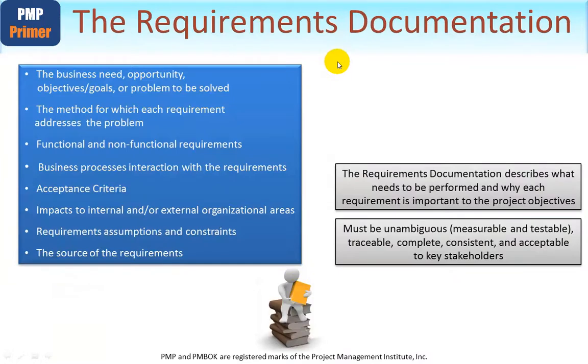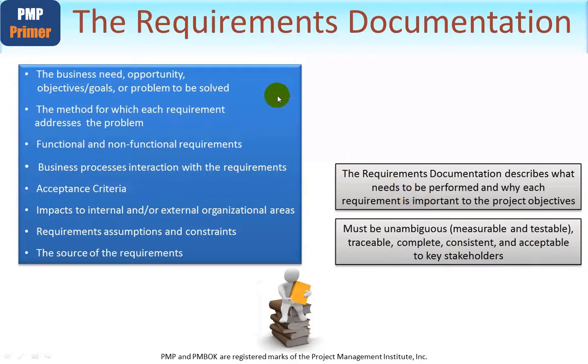Next up, we'll look at the requirements documentation. Now, this describes what needs to be performed and why each requirement is important to the project objectives. Requirements documentation must be unambiguous. That means it must be measurable and testable, with no room for opinion. It must be traceable, in other words, back to the source, from the source to which area this is going to be relevant in. It must be complete, consistent and acceptable to the key stakeholders.